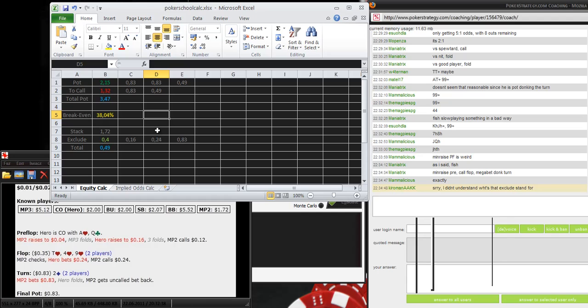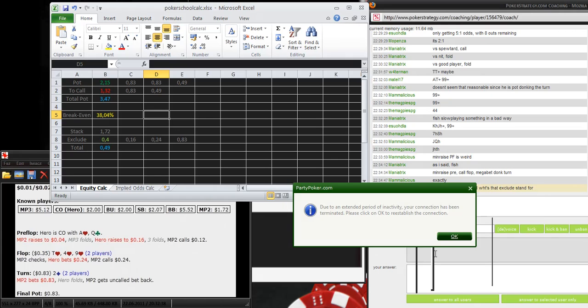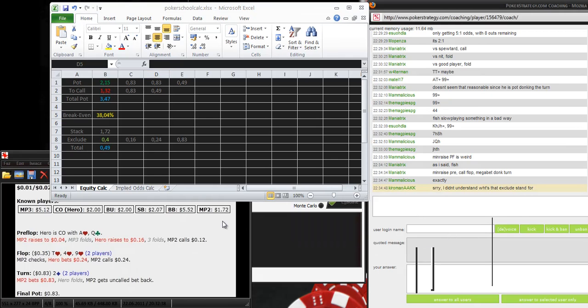We see that my calculator calculates it pretty fast and tells us that for a break-even shove there, we would actually need 38% of being ahead. The exclude function stands for calculating how much the opponent has left in his stack. For example, in this case, we don't have to use a calculator. We just have to put in the opponent's stack. The opponent's stack is $1.72.